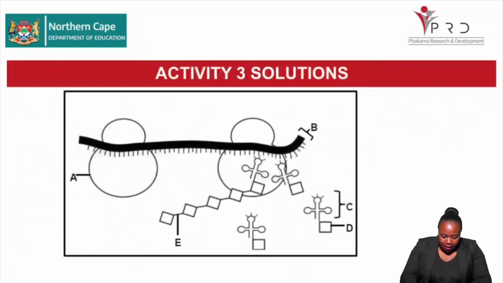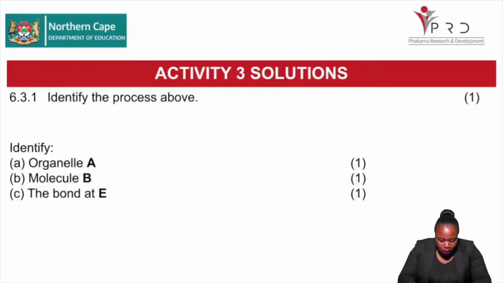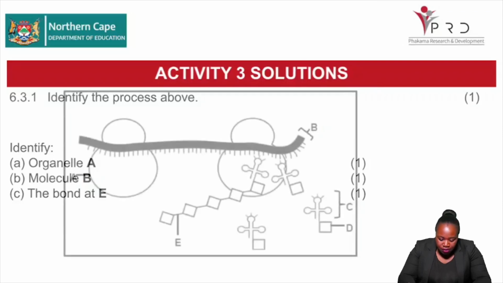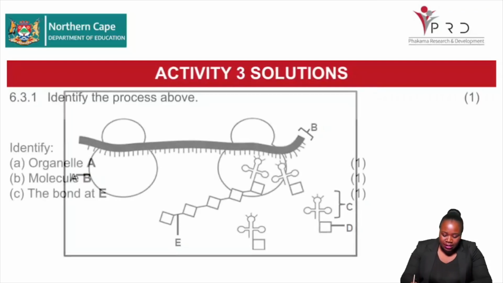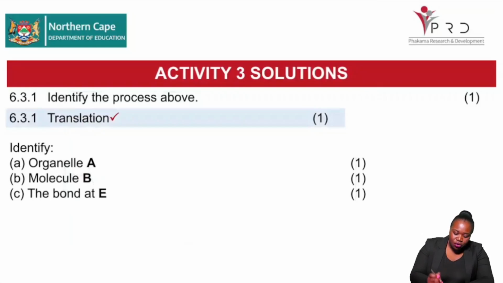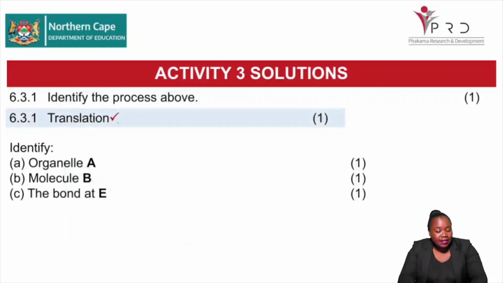Okay, we are back. Let's have a look at the solutions for this. There we have our diagram once again. The first question says, identify the process above. Because we can see tRNA and the ribosome, we know that we are looking at translation. So the process that is shown above is the process of translation.